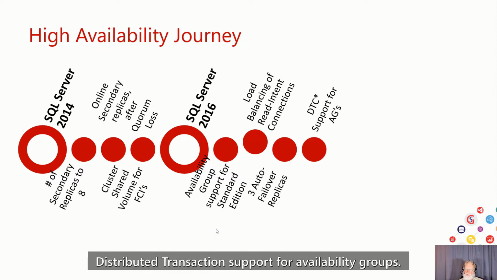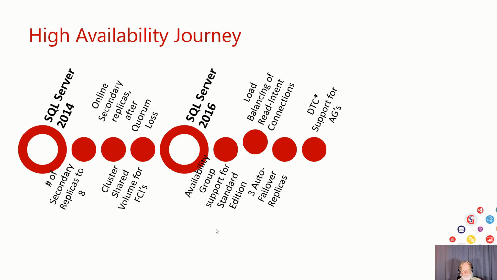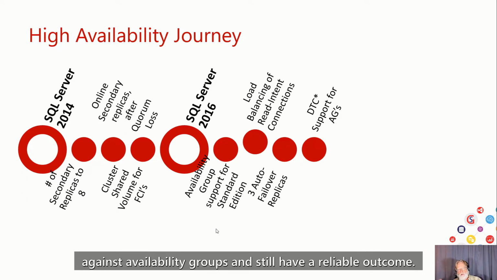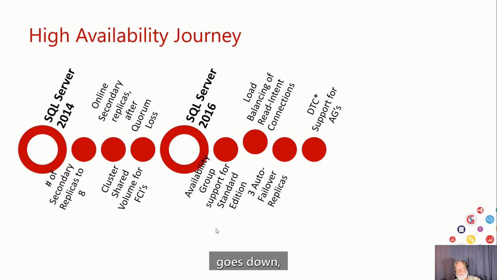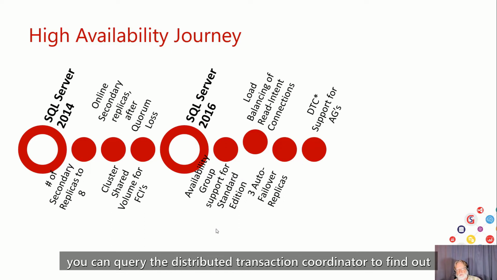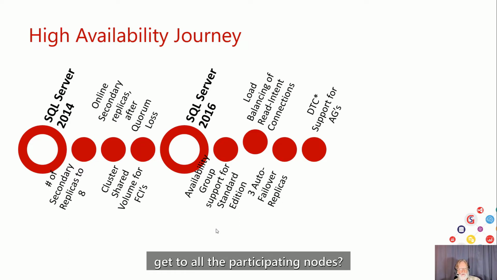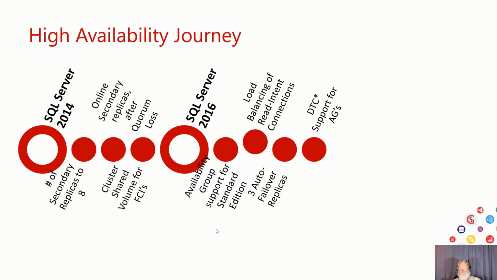Distributed transaction support for availability groups. So that's giving you the ability to have distributed transactions against availability groups and still have a reliable outcome. So if you're halfway through a transaction and the primary goes down, you can query the distributed transaction coordinator to find out, should that transaction have been committed, or does it need to be rolled back because it didn't get to all the participating nodes.